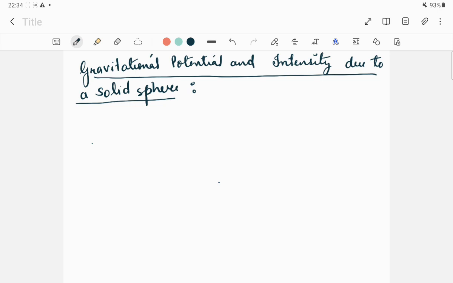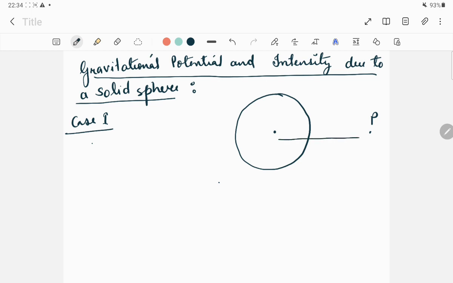So let us consider that we have a sphere like this. O is the center of the sphere, and this time it is a solid sphere. It is not a hollow sphere, and we have a point P outside. So we will first of all do case 1, that is, the point P is outside.